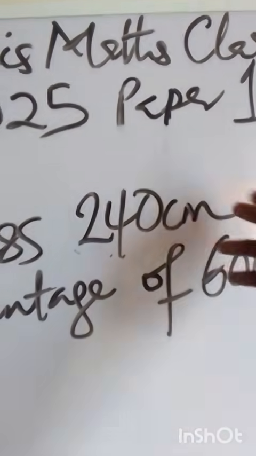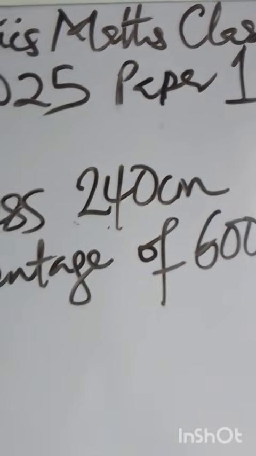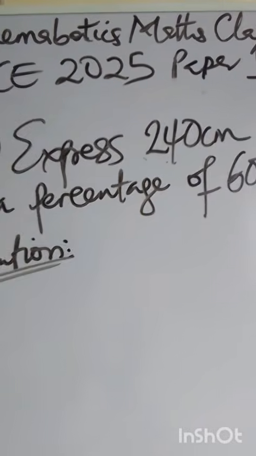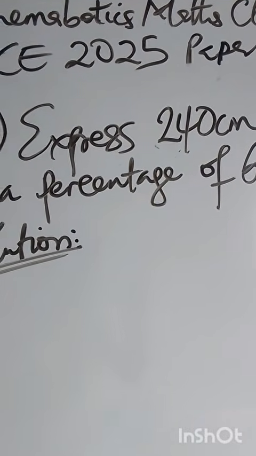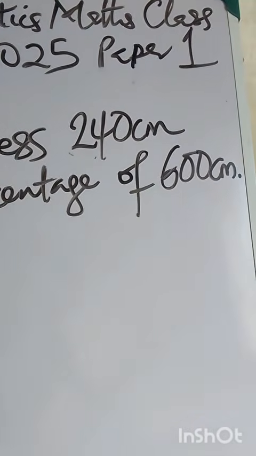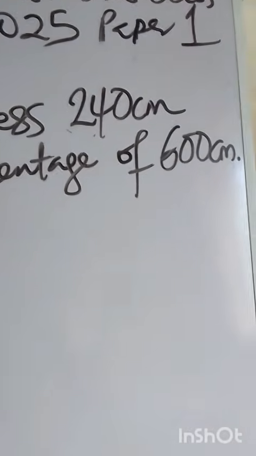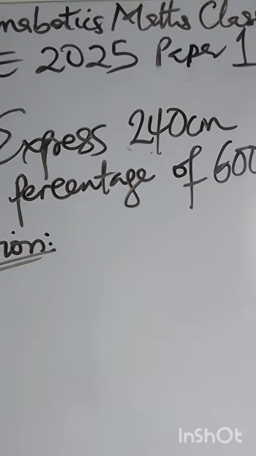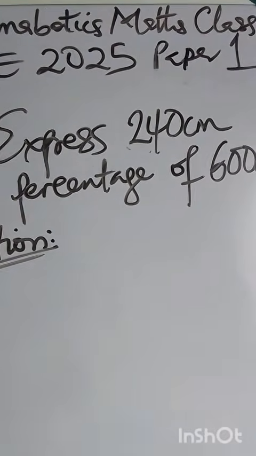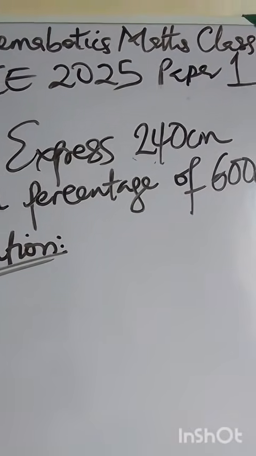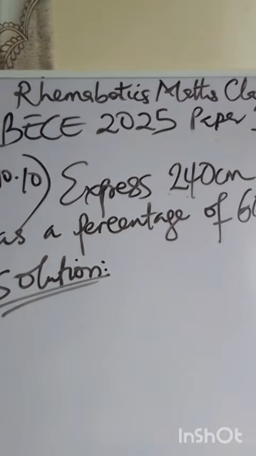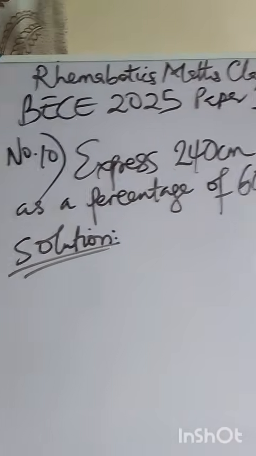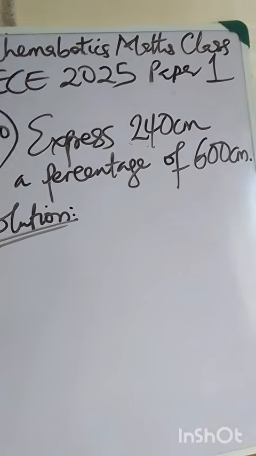But if they are not the same, you have to do what we call conversion. You have to make the units the same. If one is cm and one is meters, you have to convert all of them to centimeters or all of them to meters before you start solving this kind of problem. Okay, let's move on. Since the units are the same, let's move on. They say express 240 centimeters as a percentage of 600 centimeters.